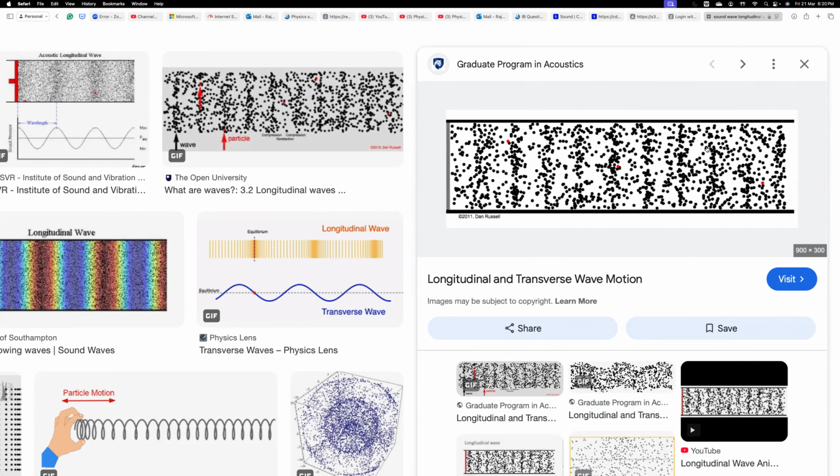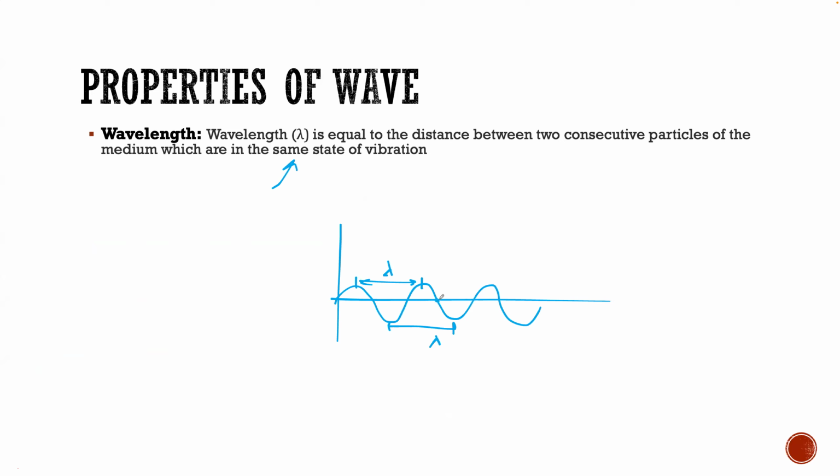So redefining it, let's read this again. What is a wavelength? Wavelength is nothing but the distance between 2 points in a wave that are in phase. So you can consider these 2 points which are in phase. You consider these 2 points which are in phase. That distance between those 2 points which are in phase is called wavelength.